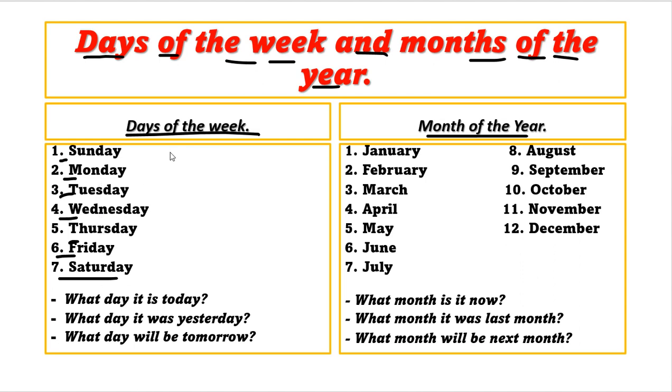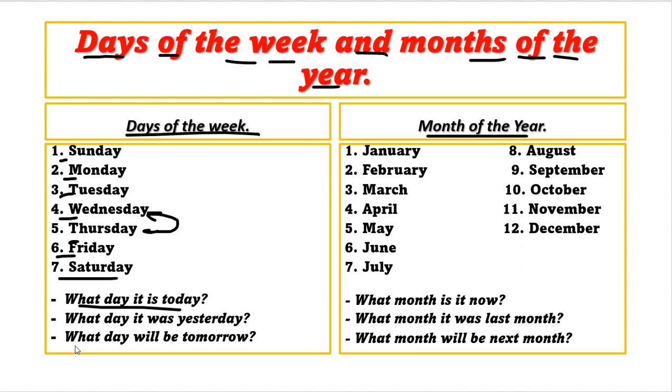Now I'm going to ask you, what day is it today? Today is, of course, Thursday. Next question, what day was it yesterday? You must go backward. From number 5, you must go to number 4. Number 4 is Wednesday. So yesterday was Wednesday.